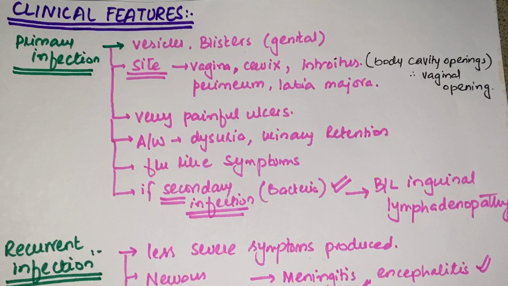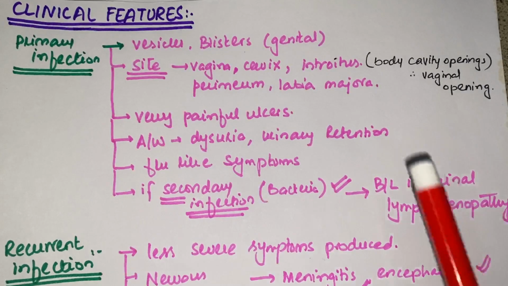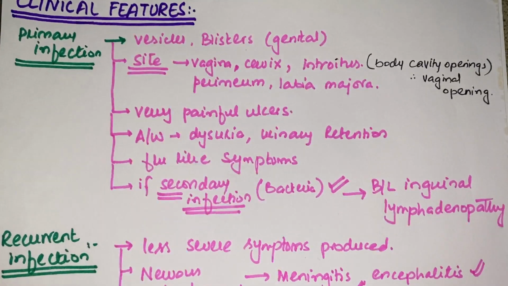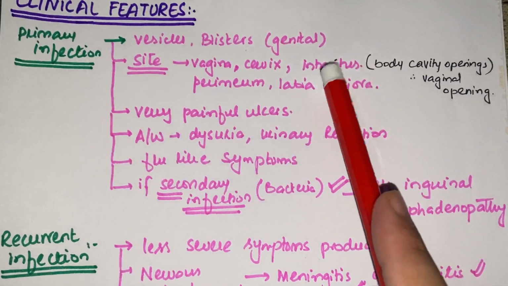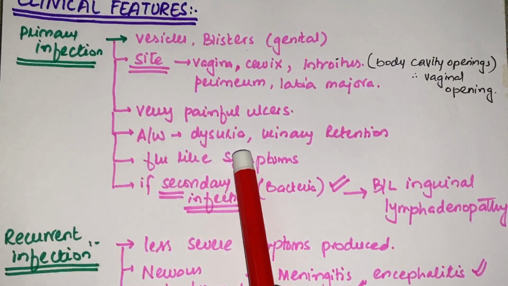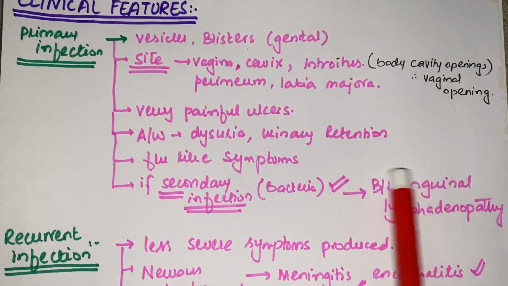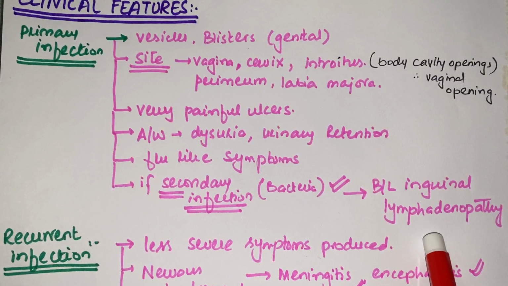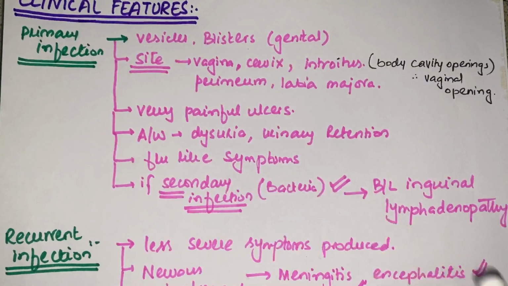Then outside, the labia majora and the perineum area are the sites of genital herpes where these ulcers can develop. These ulcers are very painful, which is a very important sign. They are associated with dysuria and urinary retention, and the vesicles and blisters can be secondarily infected by bacteria. If that happens, bilateral inguinal lymphadenopathy can be seen, meaning the inguinal lymph nodes will be enlarged, tender and swollen. Some patients also present with flu-like symptoms.